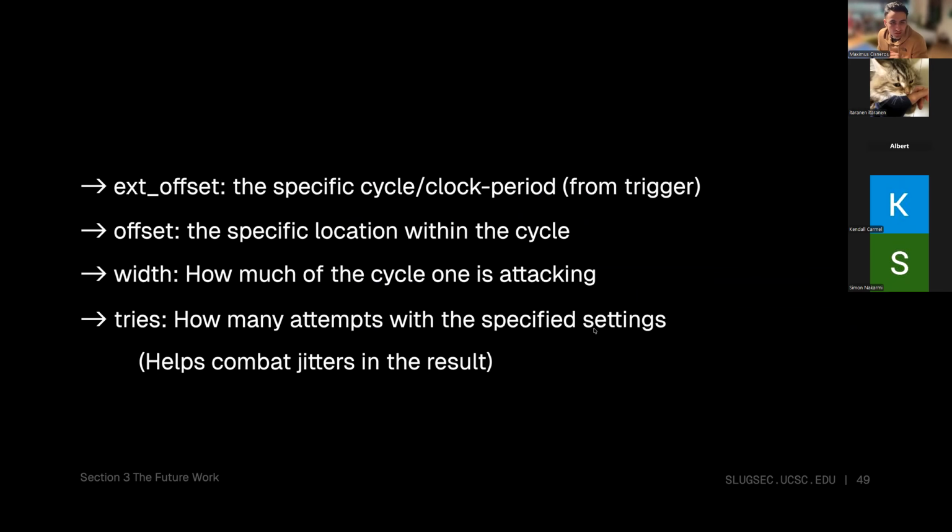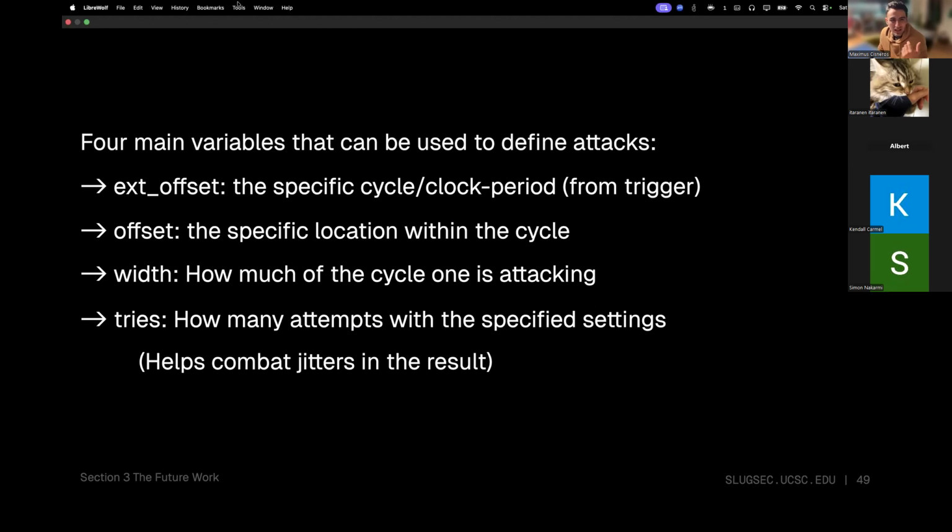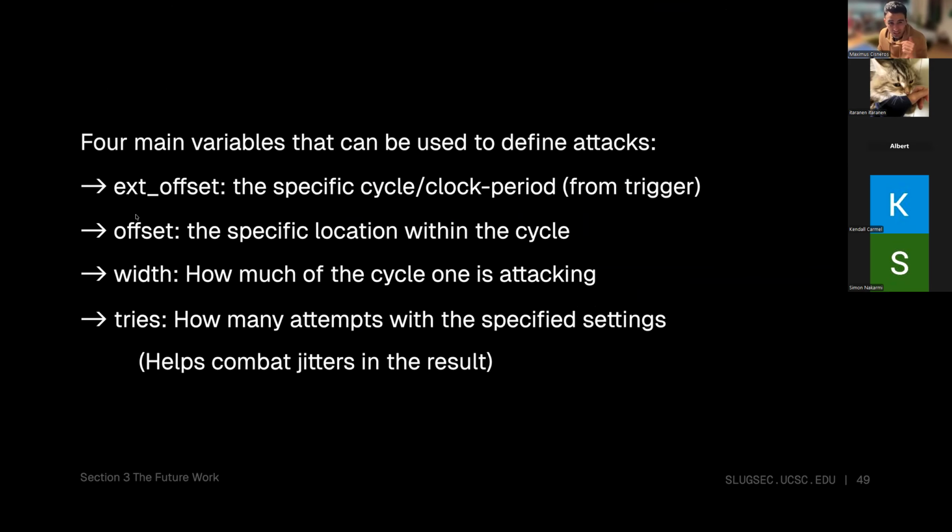Okay. So when it comes to the attacks, there are basically four main variables that we use to define them. The first variable is ext offset, which specifies the specific clock period or cycle from the trigger point. So basically, we're scanning the entire section of the clock, going through subsequent clock periods. ext offset controls which clock you're trying to attack.